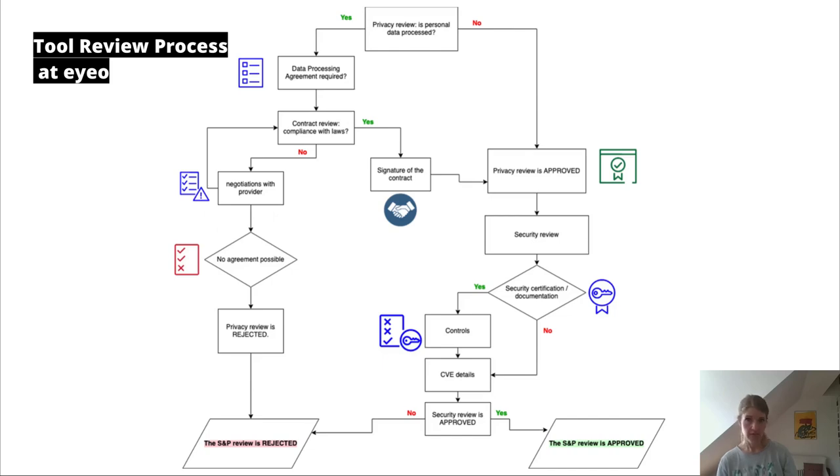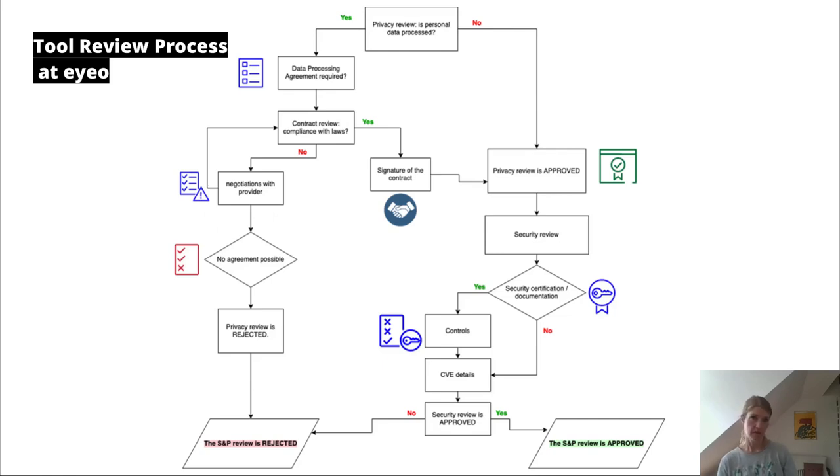Then it goes to the security review, and in the security review, we would check all the documentation the provider is providing. We would do our own research about whether the provider suffered from any vulnerabilities, data breaches in the past, and check all information which is somehow available anywhere, also checking forums and things like that, what kind of controls have they implemented, and other things. If everything is sufficient, the security review is also approved. And then the security and privacy review in general is approved, and the respective team can ask our operations team for implementing the tool and acquiring it.